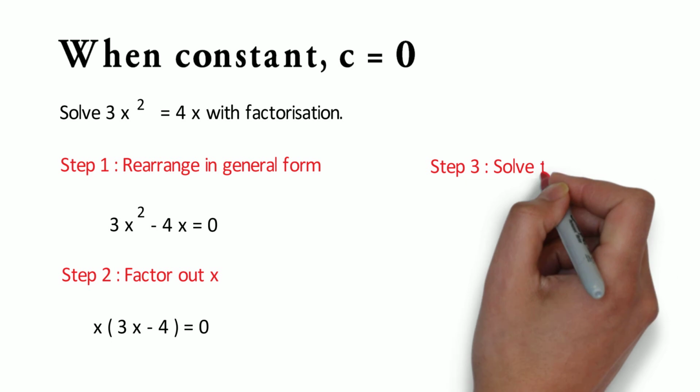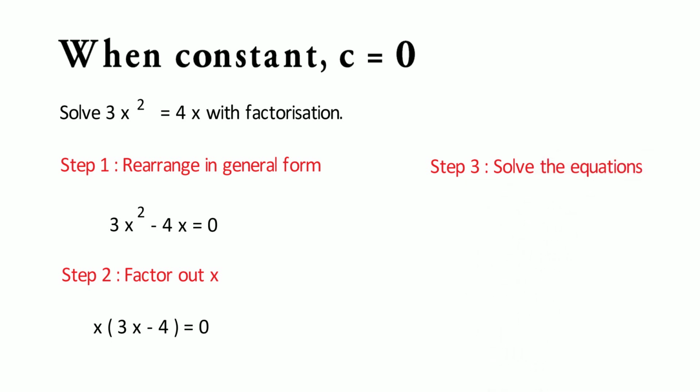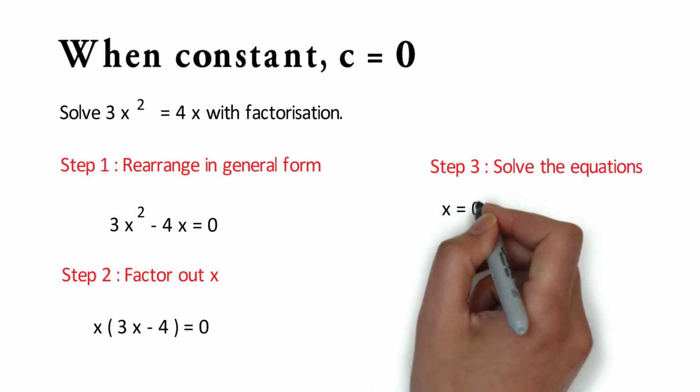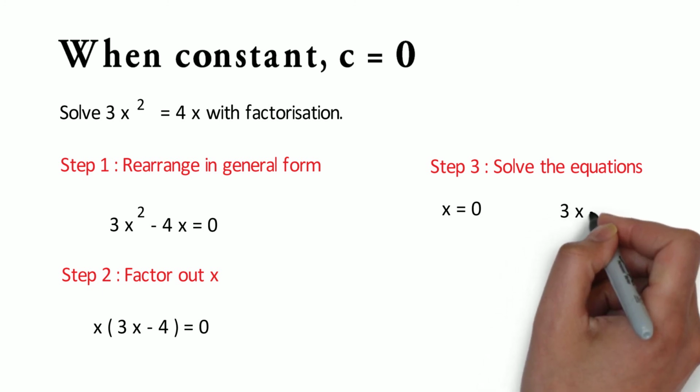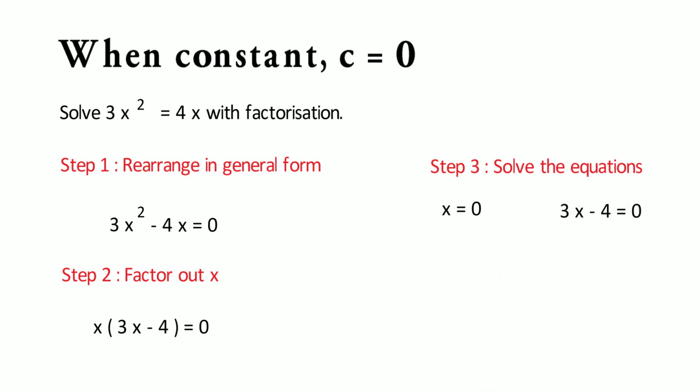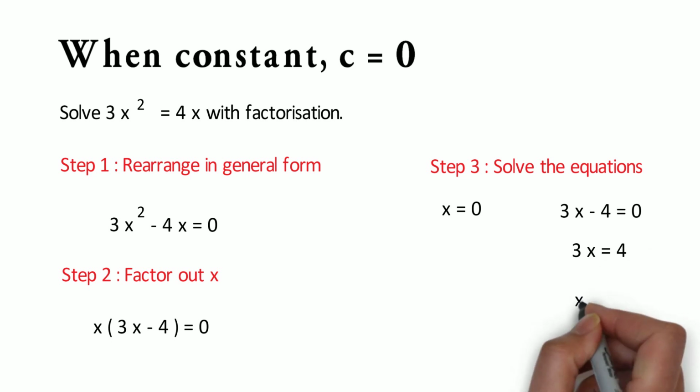So the last step is to solve the equations. So on the left, x is equal to 0. And on the right, 3x minus 4 is equal to 0. And after simplifying, we get x is equal to 4 over 3.